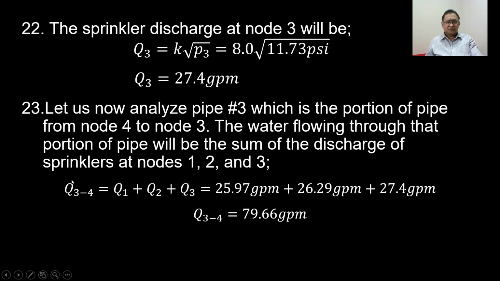So from this pressure, we can now solve the sprinkler discharge at node number 3: 8.0 times the square root of 11.73. Q sub 3 will be 27.4 gallons per minute.